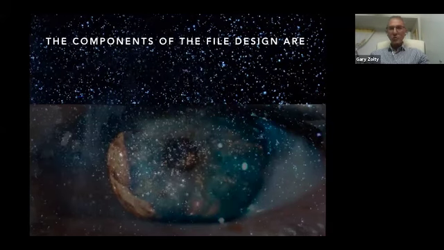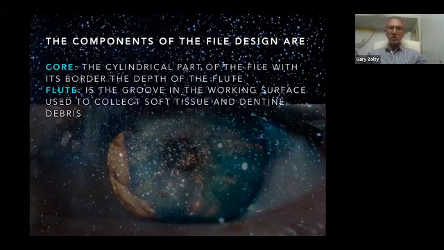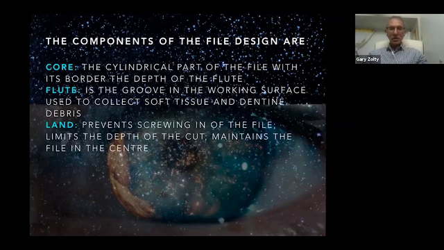So what is the core? The core is the cylindrical part of the file with the circumference bordered by the depth of the flute. The bigger the diameter of that core, of course, the stronger the file is, but the less flexible. The flute is the groove in the working surface used to collect the soft tissue and dentine debris. The lands do three really important things: they prevent screwing in of the file, limit the depth of the cut, and maintain the file in the center.